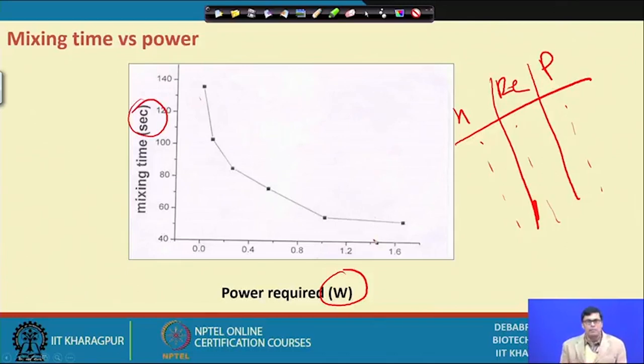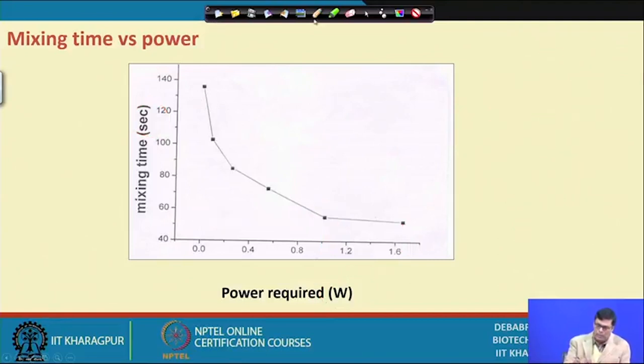So, why is this curve important? The reason is that we try to find out the minimum power required to achieve the minimum mixing time. This is the value that you see here. Even after this, if you increase the power of the agitator, it is not going to decrease the mixing time significantly. So, for design purposes, we have to consider this. We can assume this kind of power is required for proper mixing in the particular vessel.